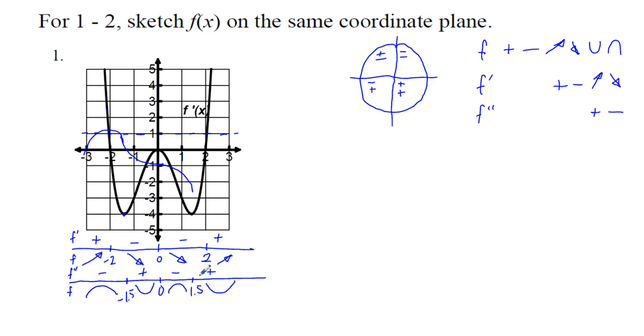And then between 1.5 and 2, we are negative, positive. So negative, positive looks like this piece here in the lower left. So we take that piece here like this all the way to 2. And then from 2 on, we're positive, positive, which looks like this piece here. So that's it. That is the sketch of the graph of f of x on the same coordinate plane using these tools we've been developing over time.